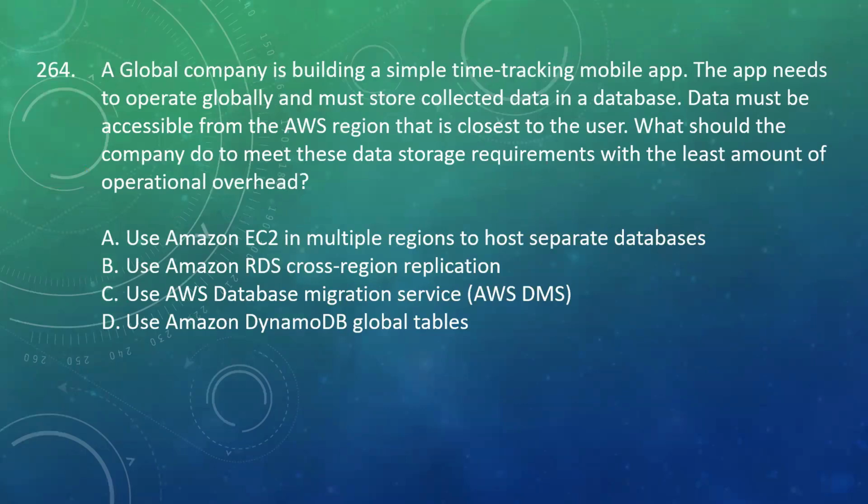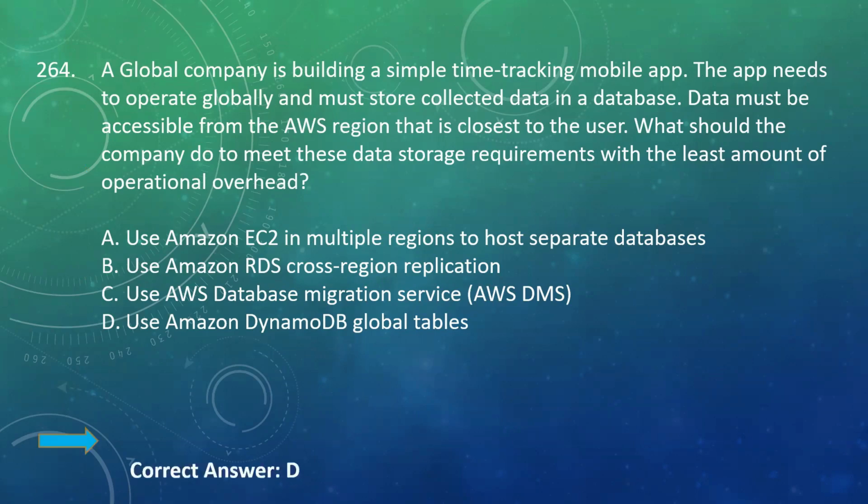Next question. A global company is building a simple time tracking mobile app. The app needs to operate globally and must store collected data in a database. Data must be accessible from the AWS region that is closest to the user. What should the company do to meet these data storage requirements with the least amount of operational overhead? Now, the keywords here are company needs to meet the data storage requirement with least amount of operational overhead. Your options are use Amazon EC2 in multiple regions to host separate databases, use Amazon RDS cross-region replication, use AWS database migration service, use Amazon DynamoDB global tables.